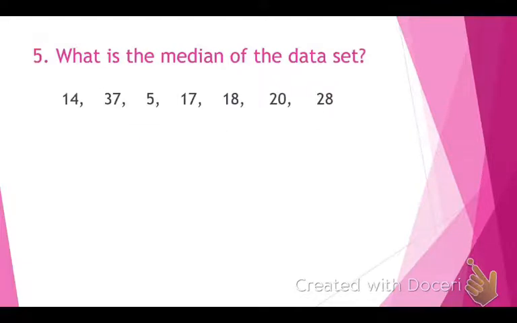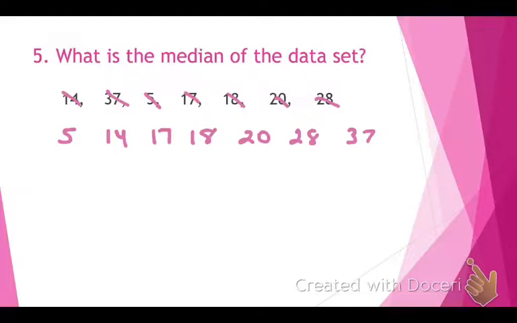All right, so we're doing the same thing once again, the median of the data set. I want you to put them in order from least to greatest and then circle the median, or circle the middle number. Okay, guys, what's the smallest one? 5. Then what? 14. Next? 17. Next? 18. Next? 20. Next? 28. Last? 37. All right, looking at all those numbers, which one is in the middle? 18 is in the middle.